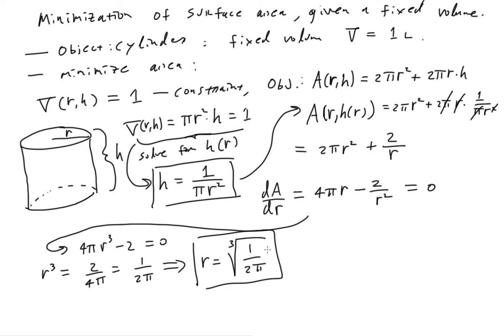That's looking pretty good. The next thing we want to do then is find out what that height is. The height, of course, we just have to plug back in. And we see right there it's going to be 1 over pi multiplied by 1 over 2 pi to the 2/3 power.